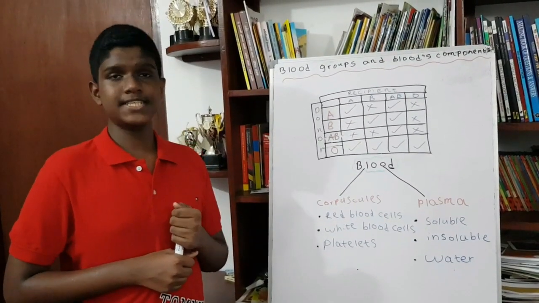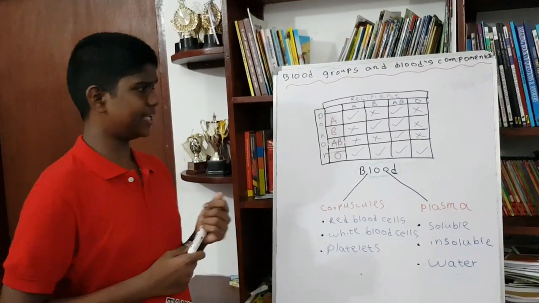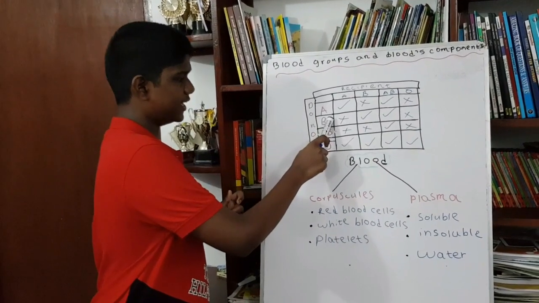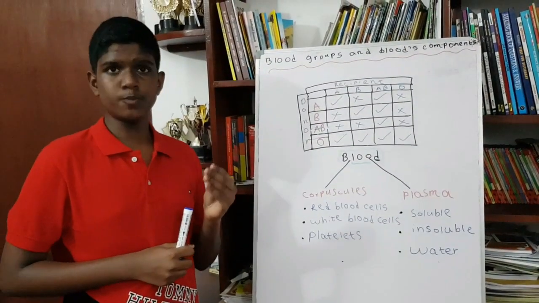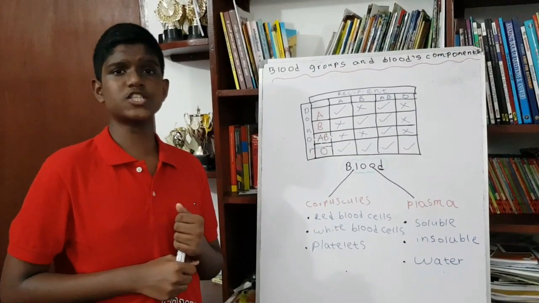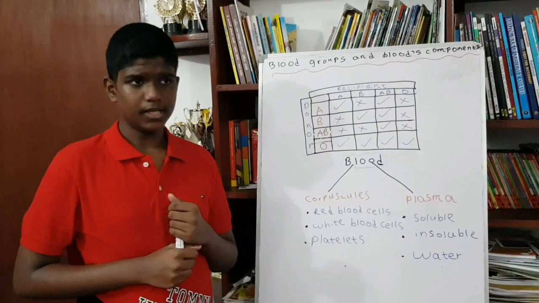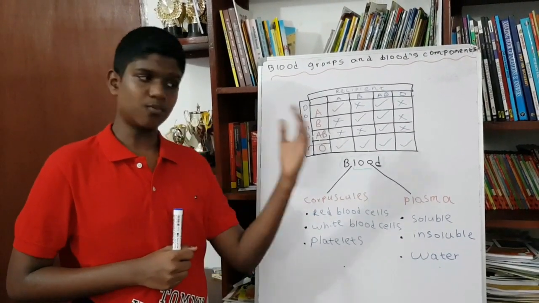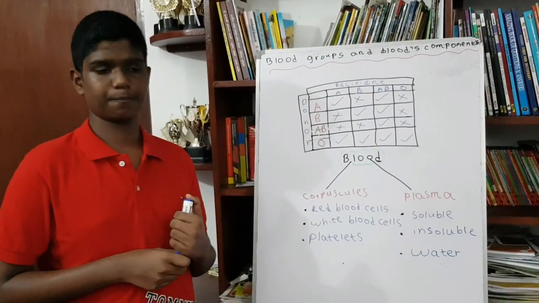Now let us consider the blood groups. There are 4 main blood groups, namely A, B, AB, and O. These 4 blood groups are necessary for blood transfusion. What is actually blood transfusion? The transfer of blood from one individual to another is called blood transfusion.